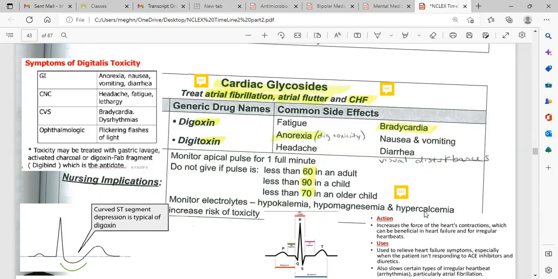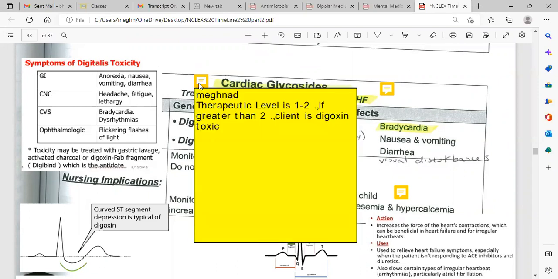There is a little more information I want to recap with you. If a patient needs to take digoxin, always take the apical pulse and hold if the heart rate is less than 60 in the case of an adult, less than 100 in the case of an infant, or less than 90 in the case of a child. The digoxin level I showed you a few minutes ago: the therapeutic range is 1 to 2. If greater than 2, the client is digoxin toxic.